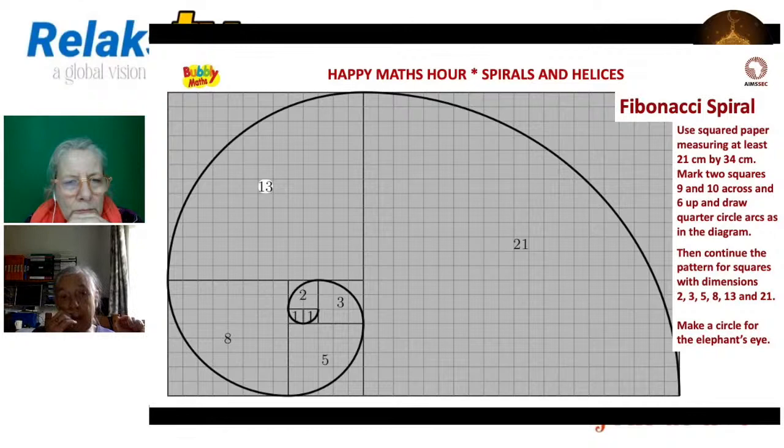Now, I do recommend you draw this for yourself, because it is fun. And what you do is you get a piece of paper, and of course you can make it bigger if you want to. So my question for you is, after 34, what's the next Fibonacci number? Well, I'm going to leave that for you. Okay. You see how big of a spiral you can make.